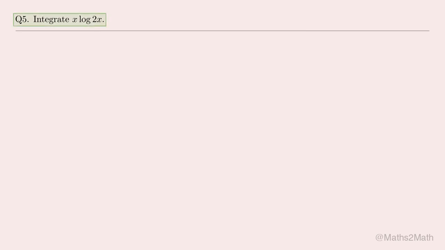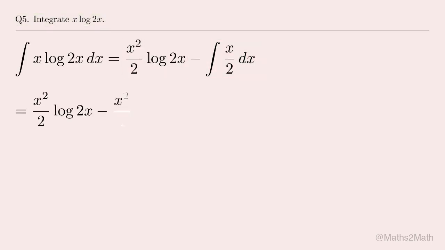Question 5. Identical shape. The 2 inside the log changes nothing in the derivative. D of log 2x is still 1 over x. By parts as before. Same tail.